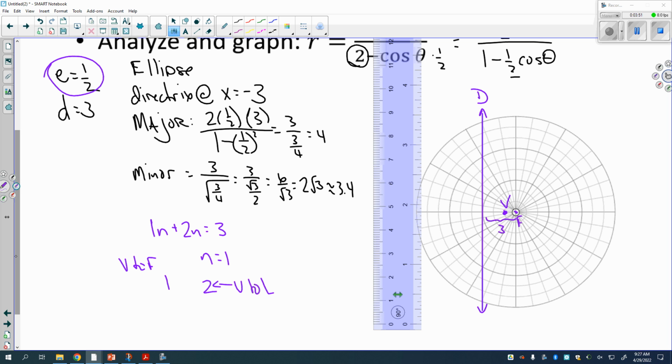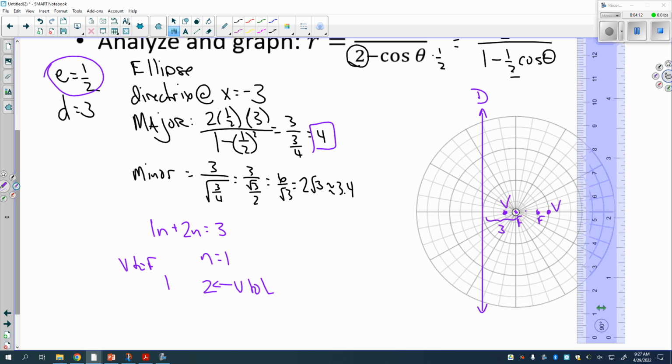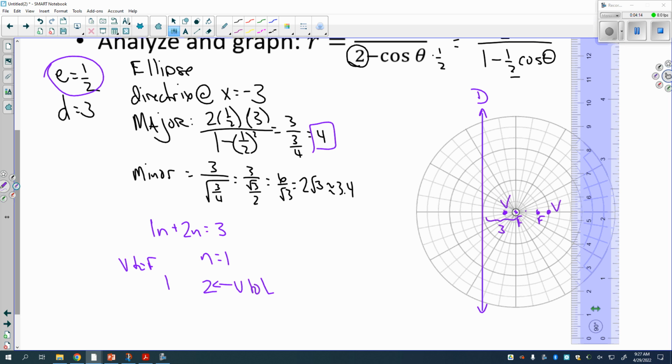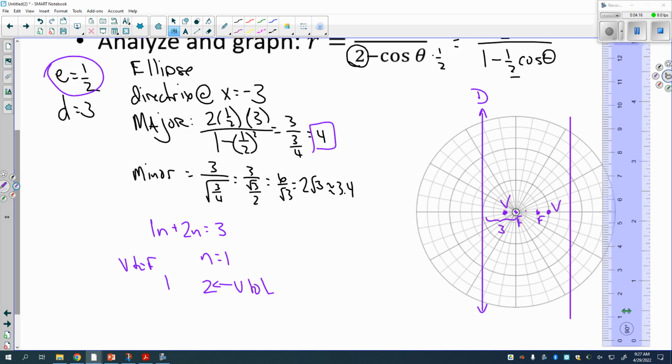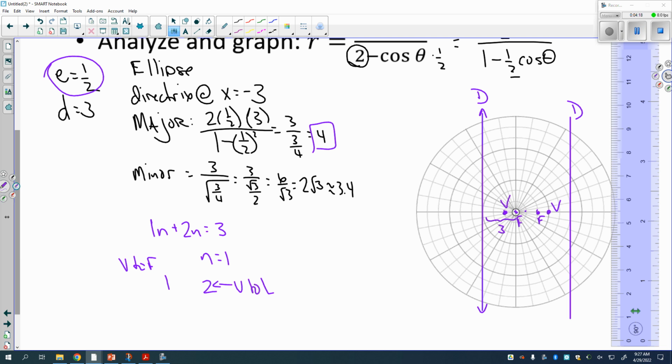I use the major axis of 4 to find my other vertex. Now, since this is an ellipse, it goes around the focus. It can't cross the directrix. So 1, 2, 3, 4. My other vertex will be this direction. The other focus is 1 away. It's right there. The other directrix is 2 away. Over here. And the center is right here in the middle.